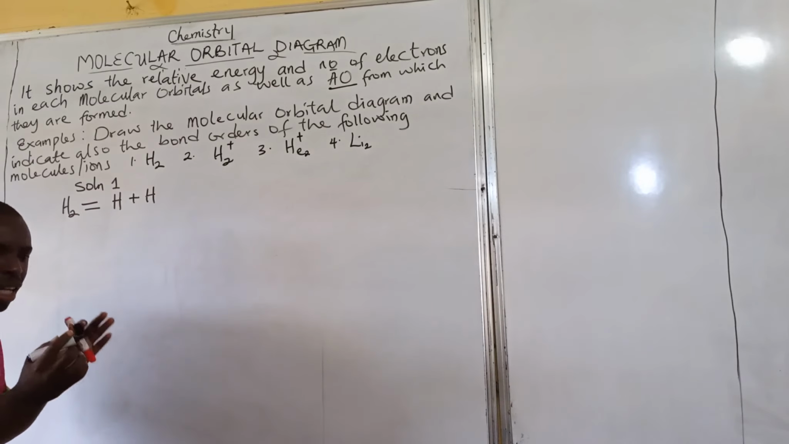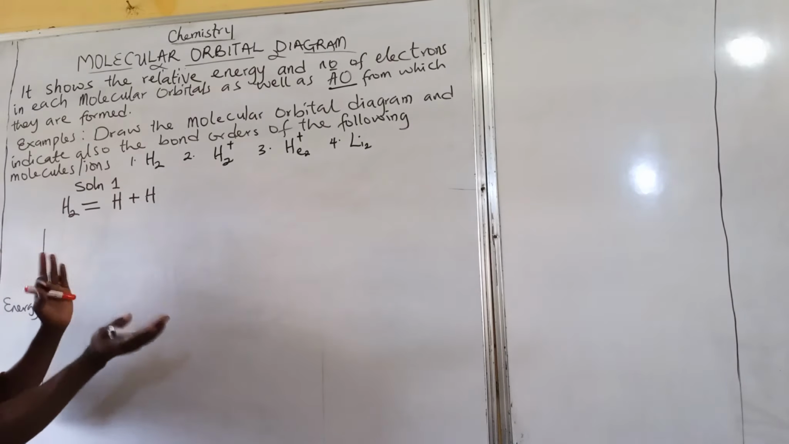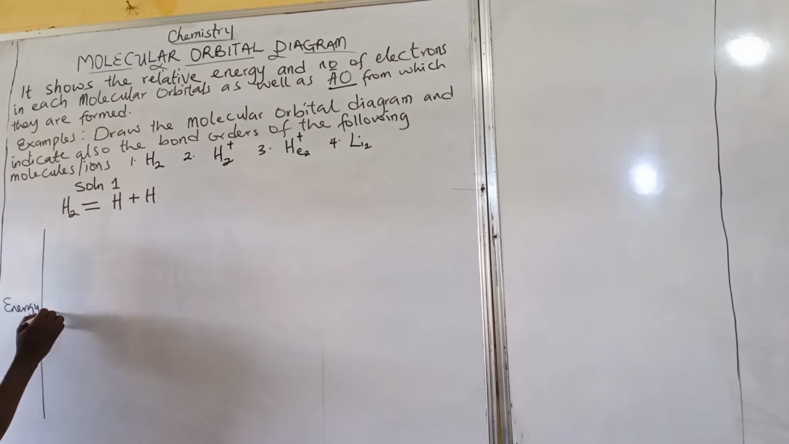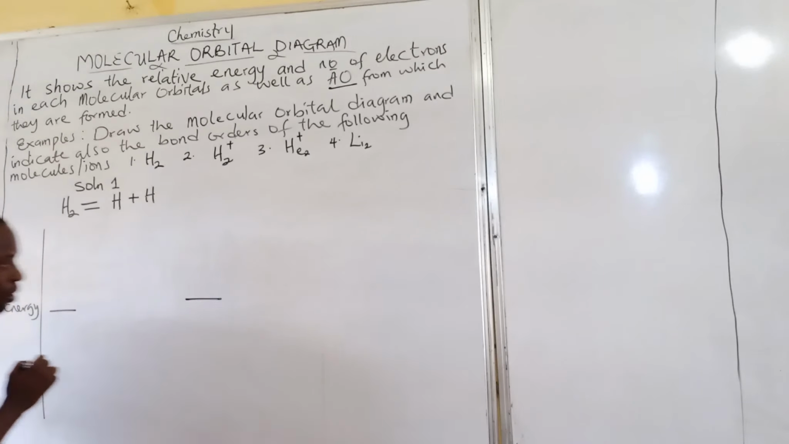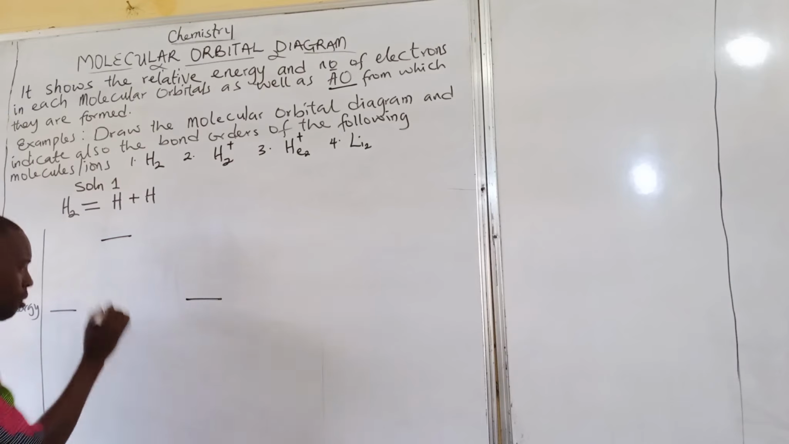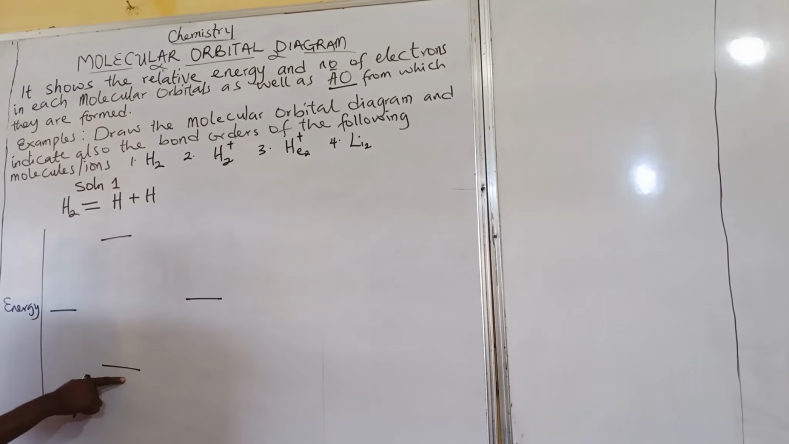Now the diagram is as follows. I come here and draw. Here is the energy. It's just like addition, whereby this dash is for hydrogen here, and this dash is also for hydrogen here. Now, in the middle is where we have the anti-bonding and the bonding molecular orbitals.